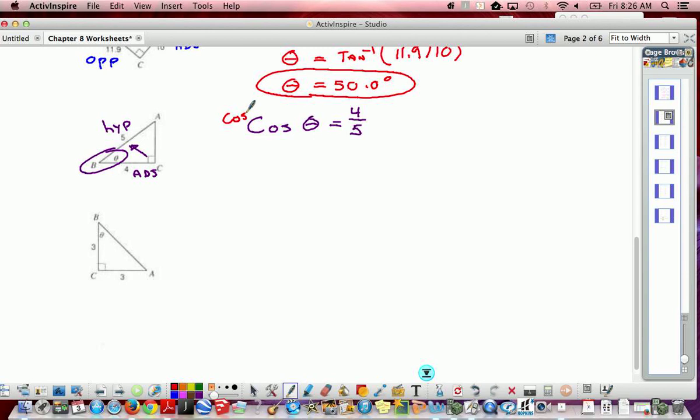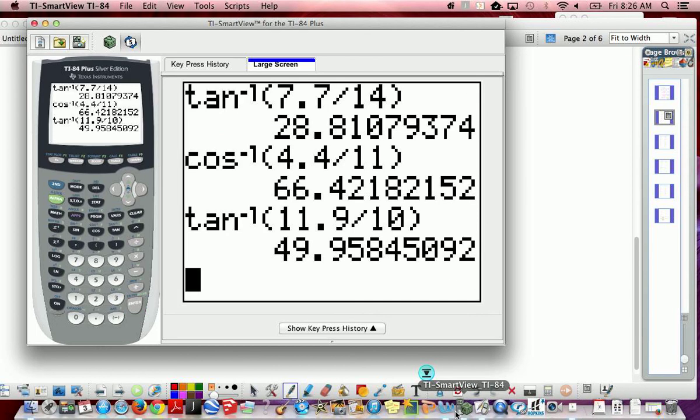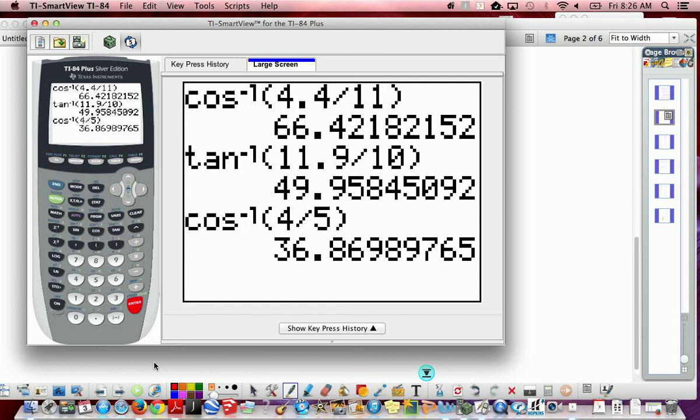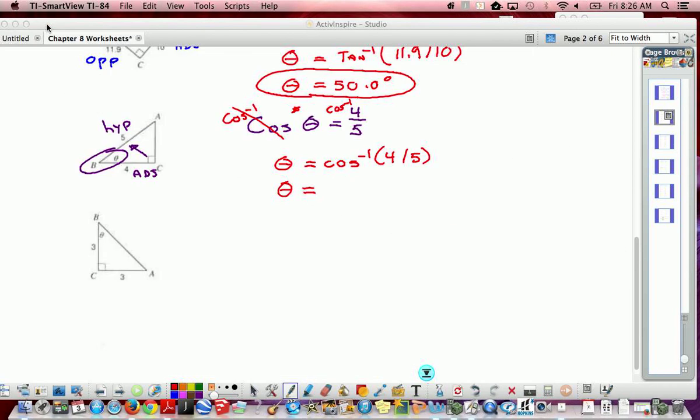Cosine inverse both sides. Oops, sorry, wrong place there for a second. Cross out. So theta equals cosine inverse of 4 divided by 5. So theta equals second cosine 4 divided by 5, and voila, 36.9 degrees.